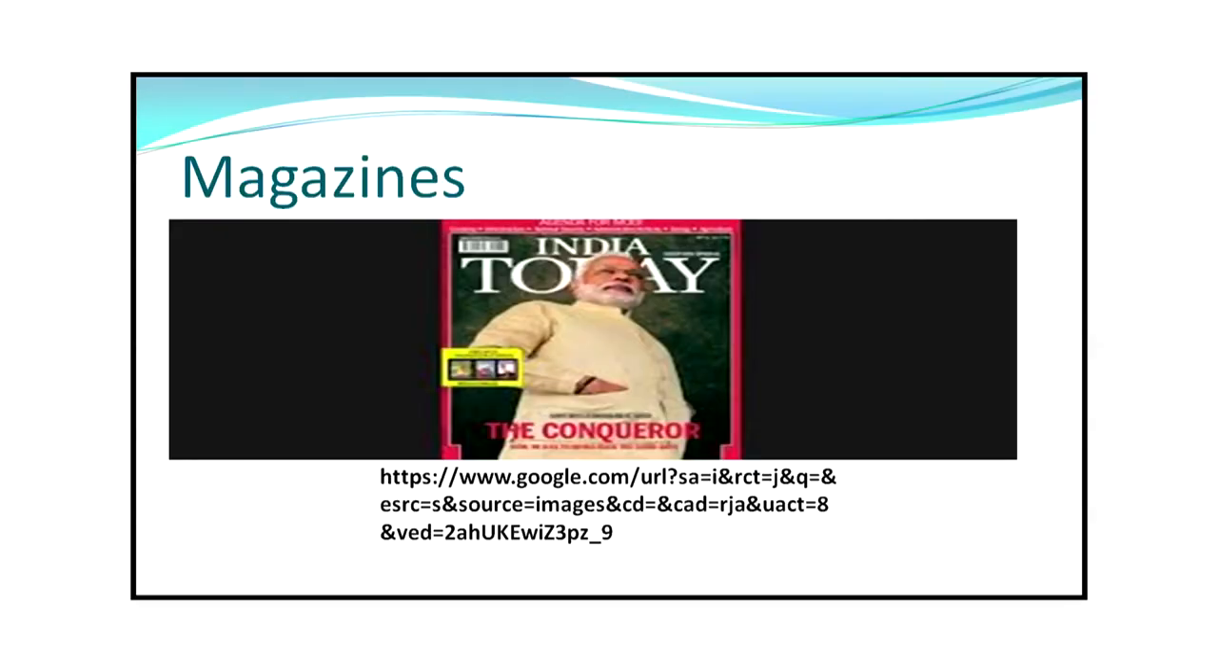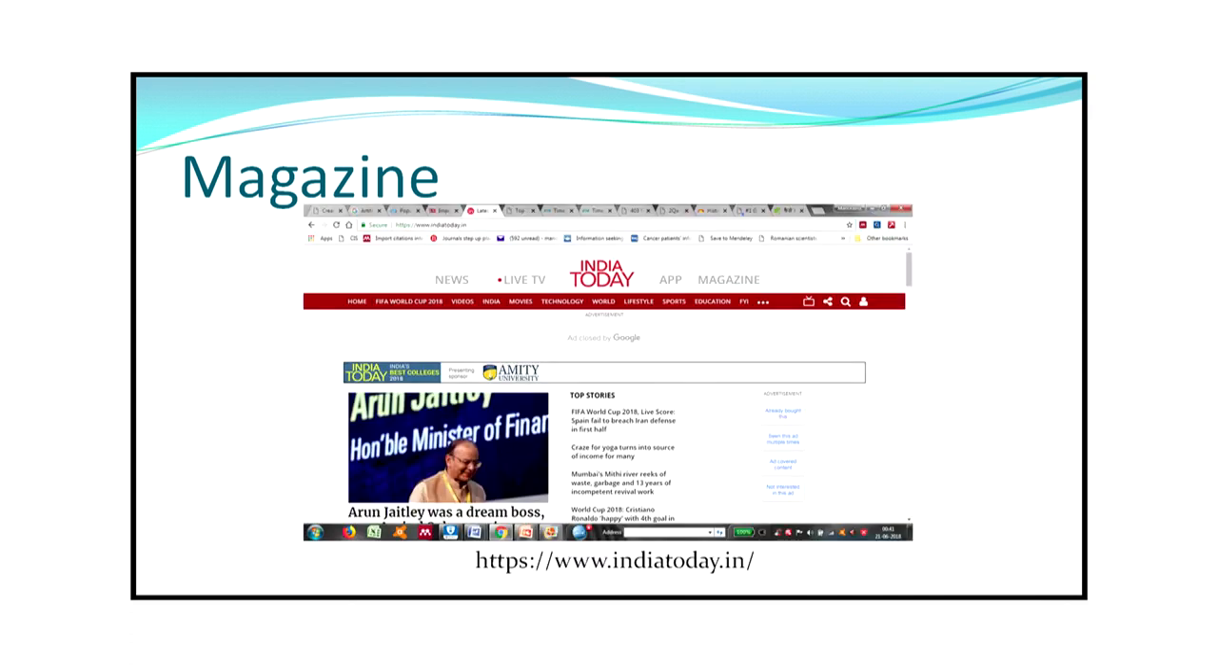The screen shows the cover of India Today magazine, which is a popular magazine. The screen shows the home page of India Today, which is also a magazine and provides information. Then another source of information is newspapers. Newspapers are also known as dailies because they are published daily.